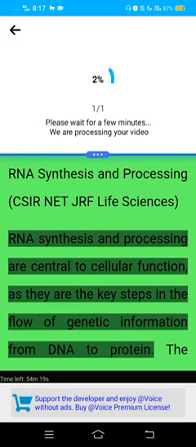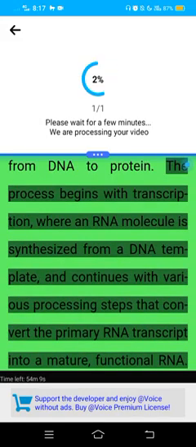RNA synthesis and processing are central to cellular function, as they are the key steps in the flow of genetic information from DNA to protein. The process begins with transcription, where an RNA molecule is synthesized from a DNA template, and continues with various processing steps that convert the primary RNA transcript into a mature, functional RNA.